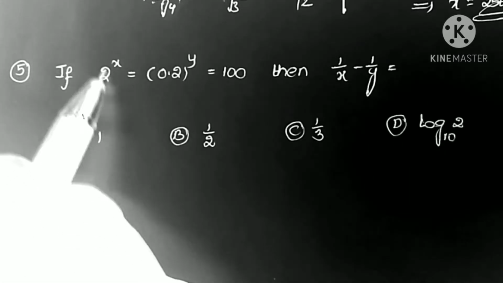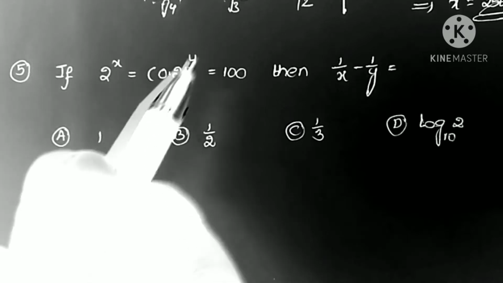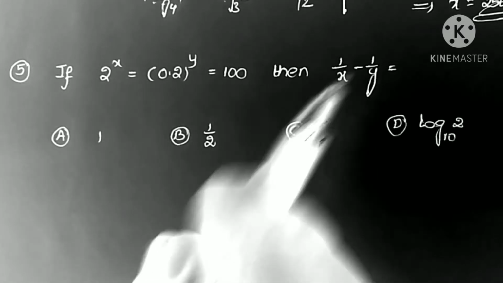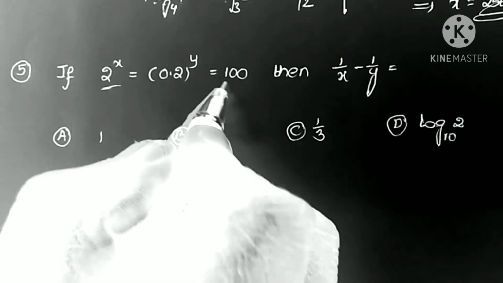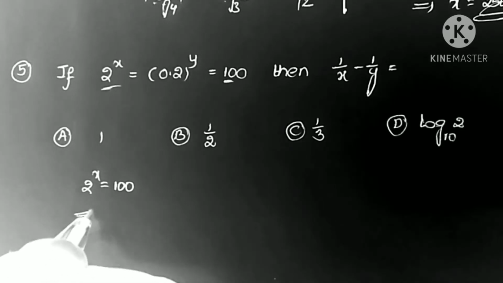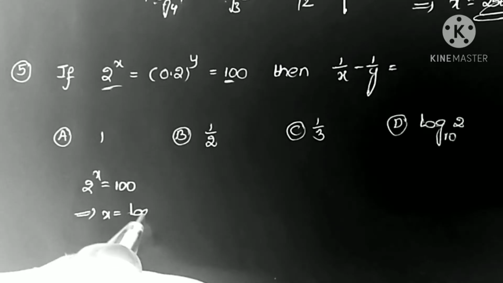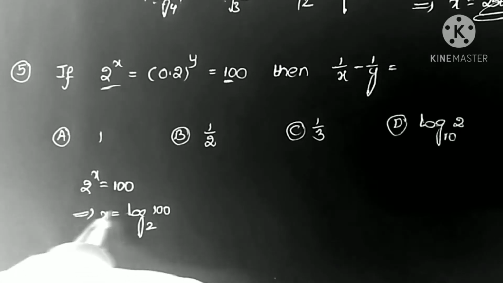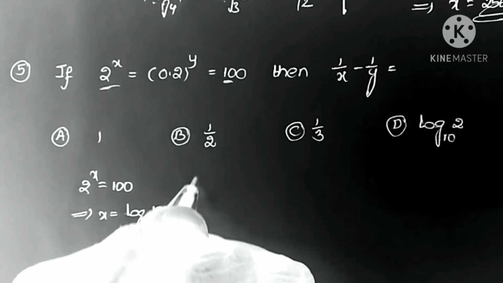Next problem: if 2 power x is equal to 0.2 power y is equal to 100, then what is the value of 1 by x minus 1 by y? So first we equate these two values, then what do we get? 2 power x is equal to 100, then the value of x is equal to log 100 to the base 2, writing this value to this side.